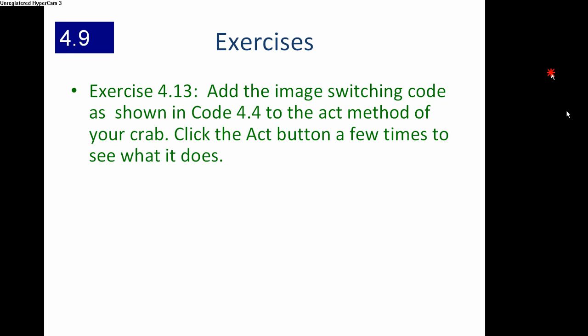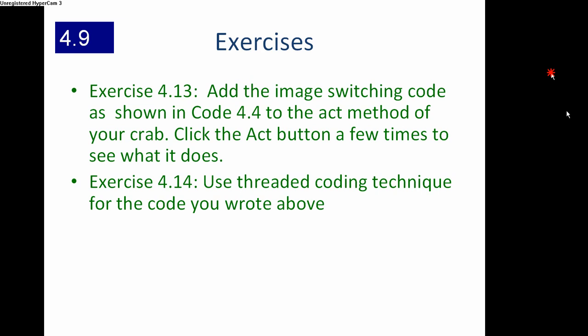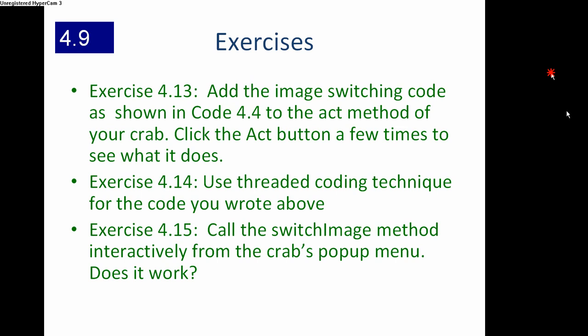Add the image switching code as shown in code 4.4 to the act method of your crab. Click the act button a few times to see what it does. Exercise 4.14, use threaded code technique for the code that you wrote above. Everything from now on has to be threaded. Call the switch image method interactively from the crab's pop-up menu. Does it work?